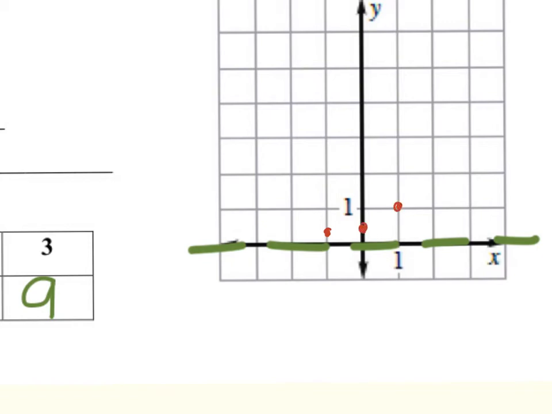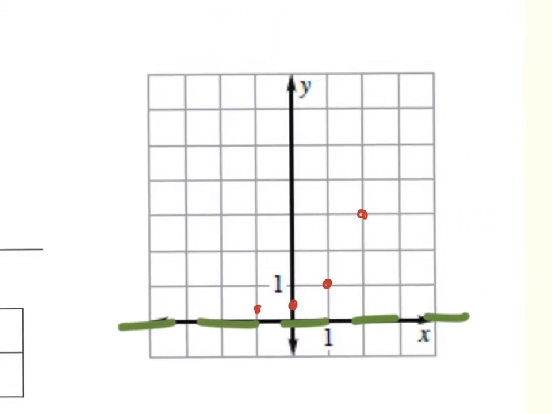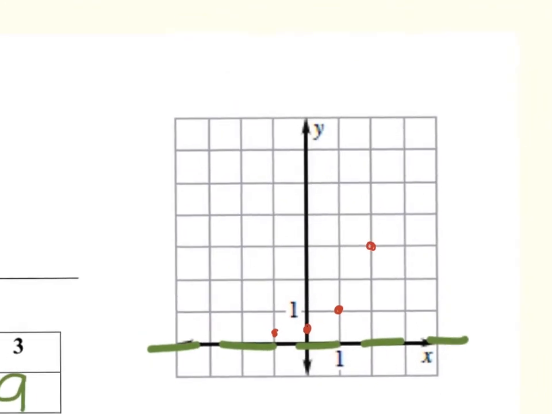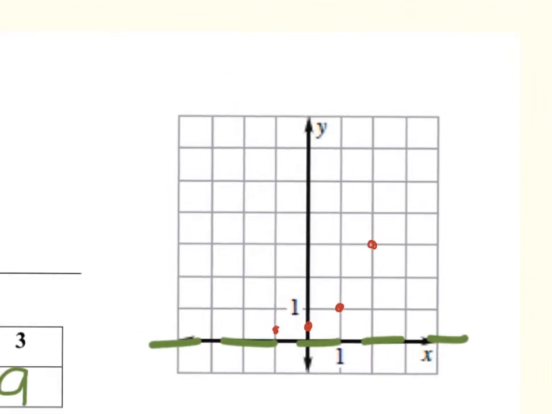1, 1, 2, 3, and 3, 9. I don't know if my graph goes up that high. 1, 2, 3, 4, 5, 6, 7, 8, 9. So we can sort of squeeze it in there, I guess, if we want. It'll be somewhere up here.